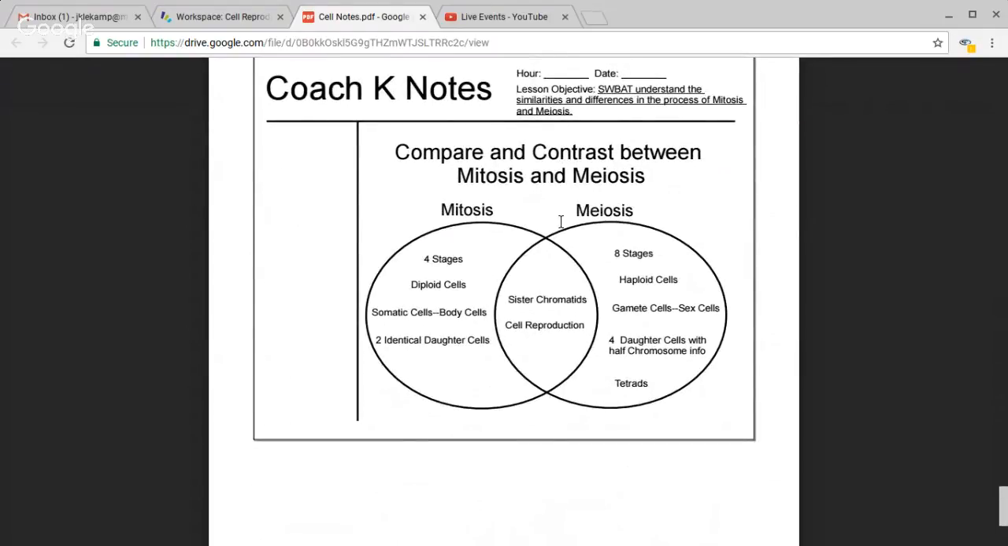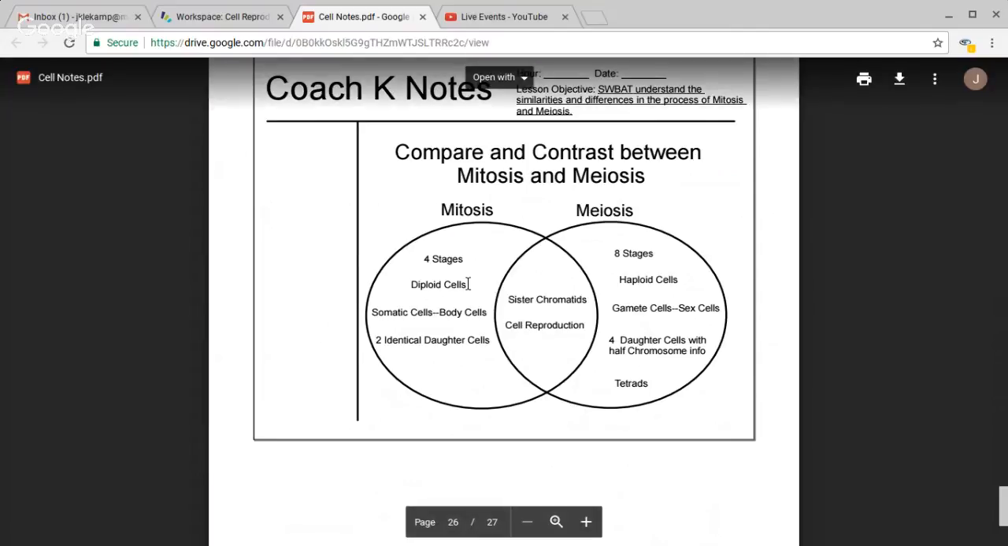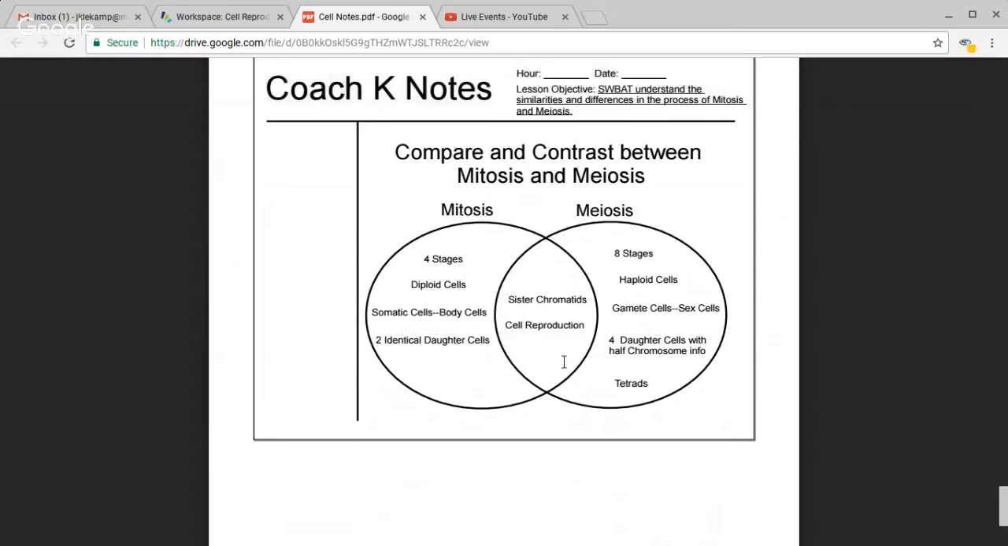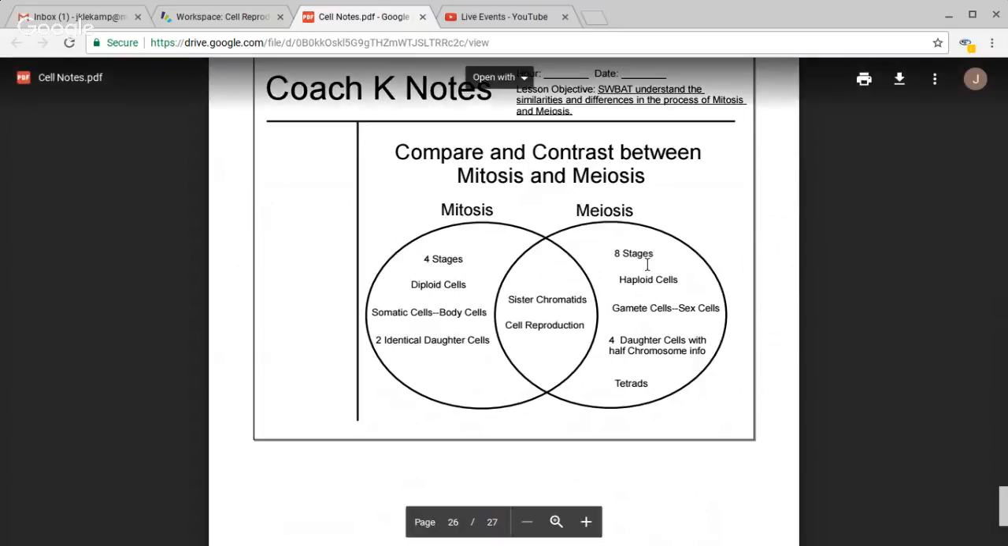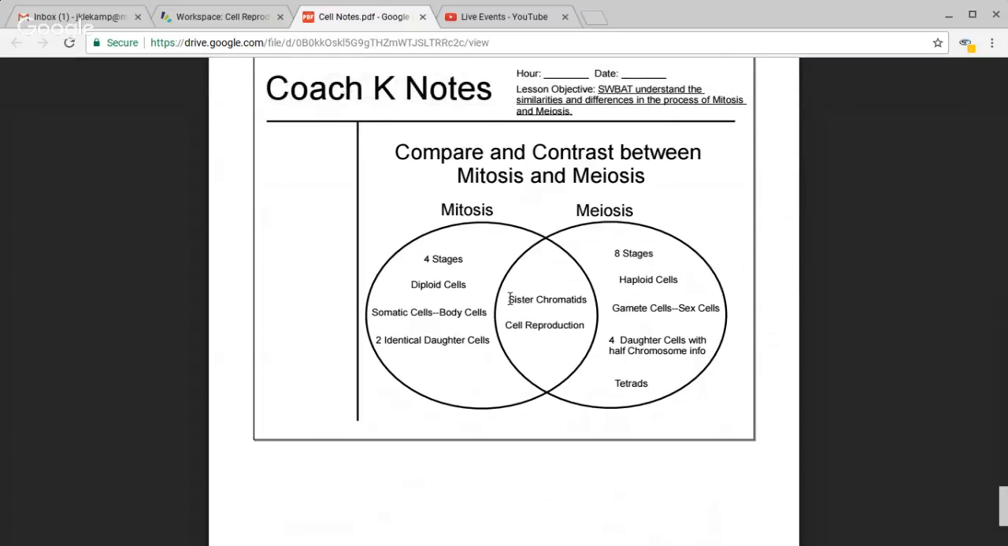So as we look to compare and contrast mitosis and meiosis, we have this whole thing of cell reproduction. They share in common, I could have put interphase in here also, sister chromatids are in both. But the big thing is we have 4 stages to 8 stages. The diploid or full set of chromosomes versus a haploid or half the number. The type of cell being made, we have a somatic or body cell in mitosis. What we give the name for meiosis is gamete or sex cell.